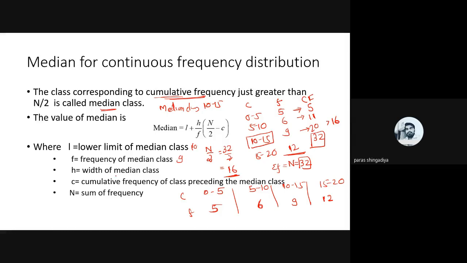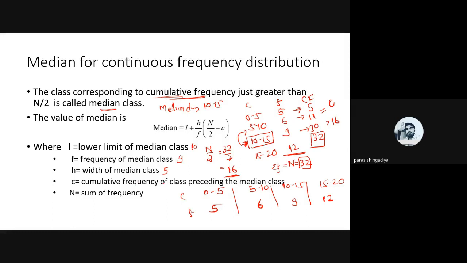Then h is the size, the width, of the median class. The size of every class interval is the same: 0 to 5, 5 to 10, and so on. So h is equal to 5 here. Now for C: C is the cumulative frequency of the class preceding the median class. The median class is 10 to 15, so the preceding class is 5 to 10. What is the CF of 5 to 10? That is 11. So 11 is the answer for C.